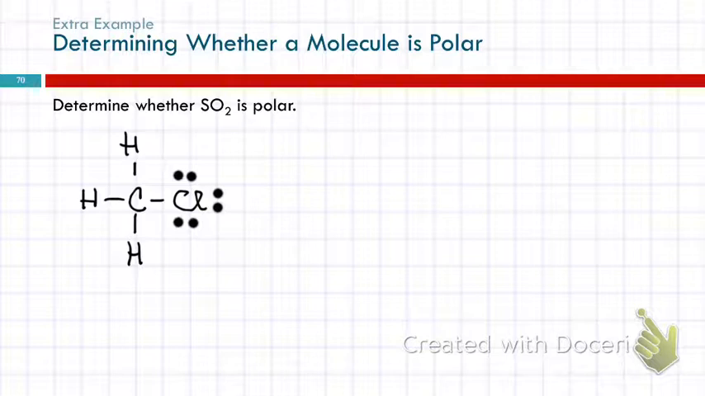Polar. So the central atom has no lone pairs. These lone pairs don't matter at all. The central atom doesn't have any lone pairs. But are all the atoms bonded to it the same? No. This chlorine is more electronegative, and so it's going to hog the electrons. This molecule is not symmetrical, so this is going to be a polar molecule. Any questions?